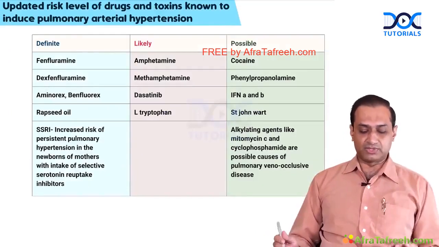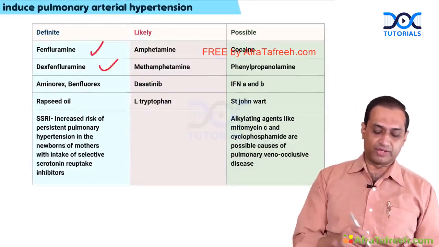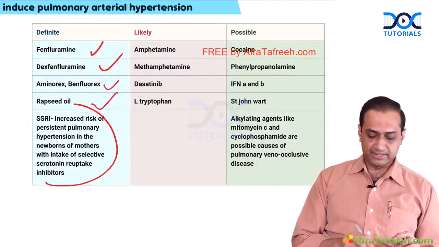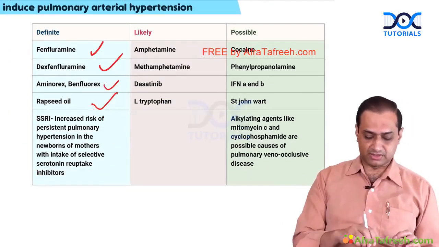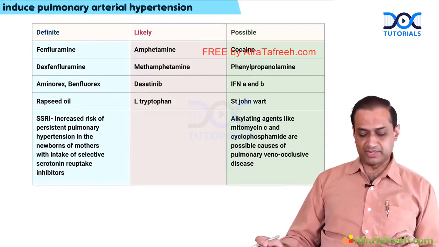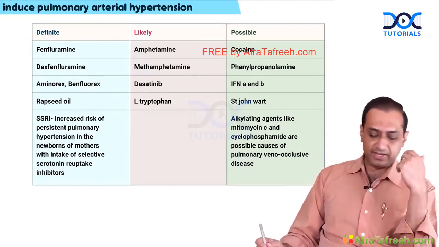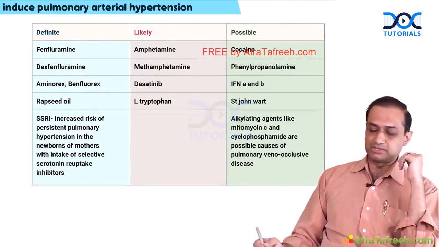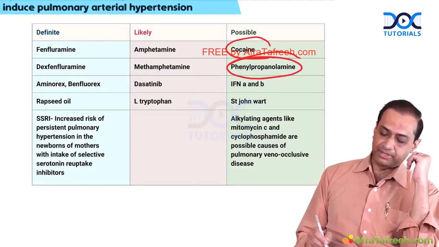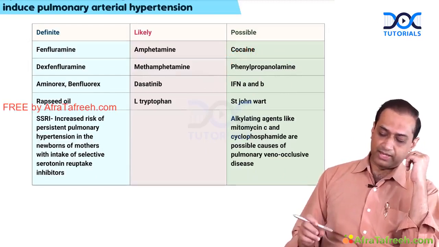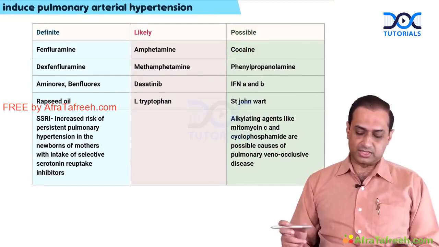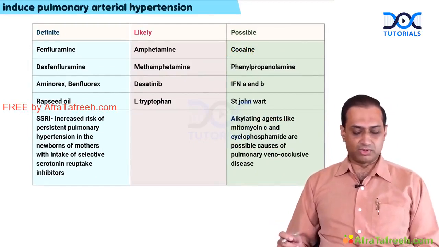So, the possible drugs that have been implicated include fenfluramine, dexfenfluramine, aminorex, rapeseed oil, and SSRI, if there is increased risk of persistent pulmonary hypertension in newborns of mothers who take this. Likely is also L-tryptophan, dasatinib, amphetamine, possibly cocaine, phenylpropanolamine, interferon alpha and beta. St. John's wort and alkylating agents like mitomycin C and cyclophosphamide can cause veno-occlusive disease.